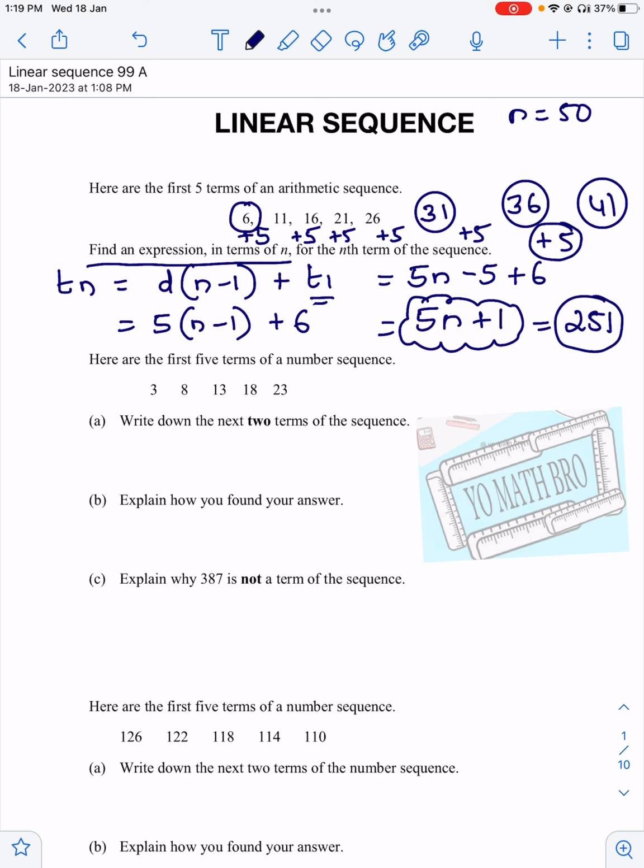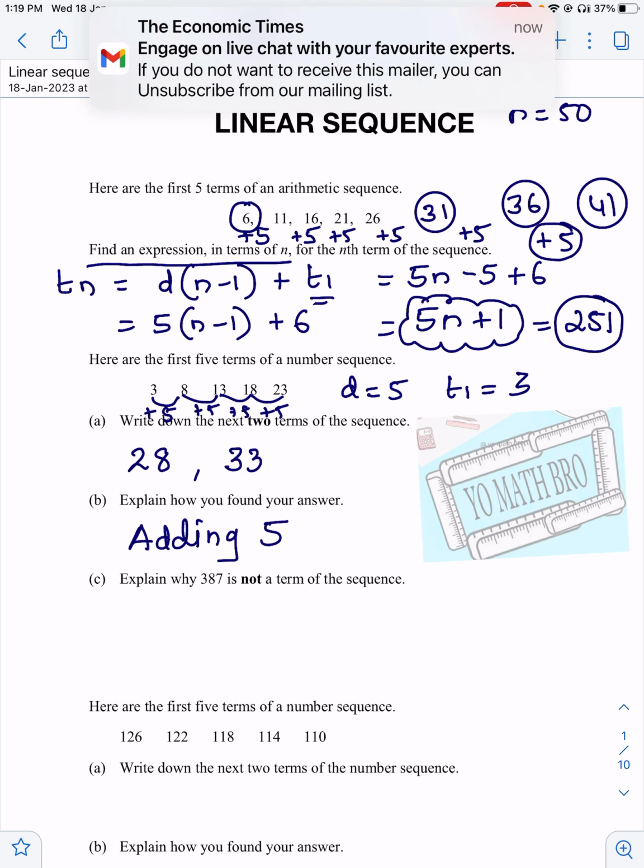Next sum, 3, 8, 13, 18, 23. Again if you see, the difference is plus 5, plus 5, plus 5, plus 5. So d is equal to 5, and T1, that is the first term, is 3. This much you should know. Write down the next two terms. So 23 plus 5 gives you 28, and 28 plus 5 gives you 33. Explain how did you find the answer? Just by adding 5.